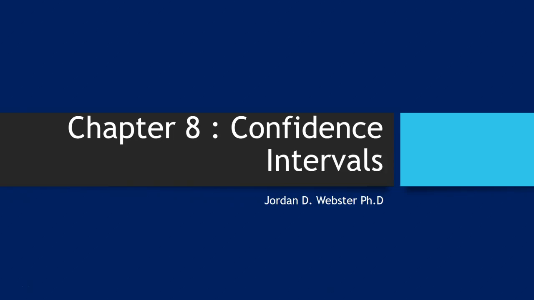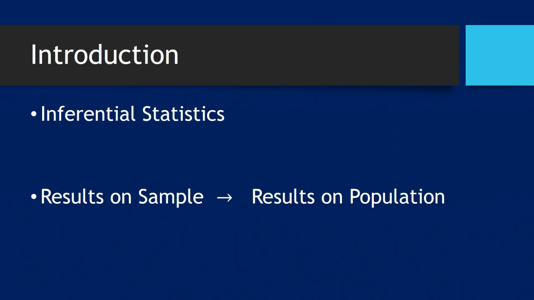Now, Chapter 8 is about confidence intervals. So, we saw in the last chapter that the central limit theorem connects sample averages to population averages. And so, what we're going to do is use that central limit theorem to do inferential statistics. So, we're going to take results from a sample and project those onto a population.